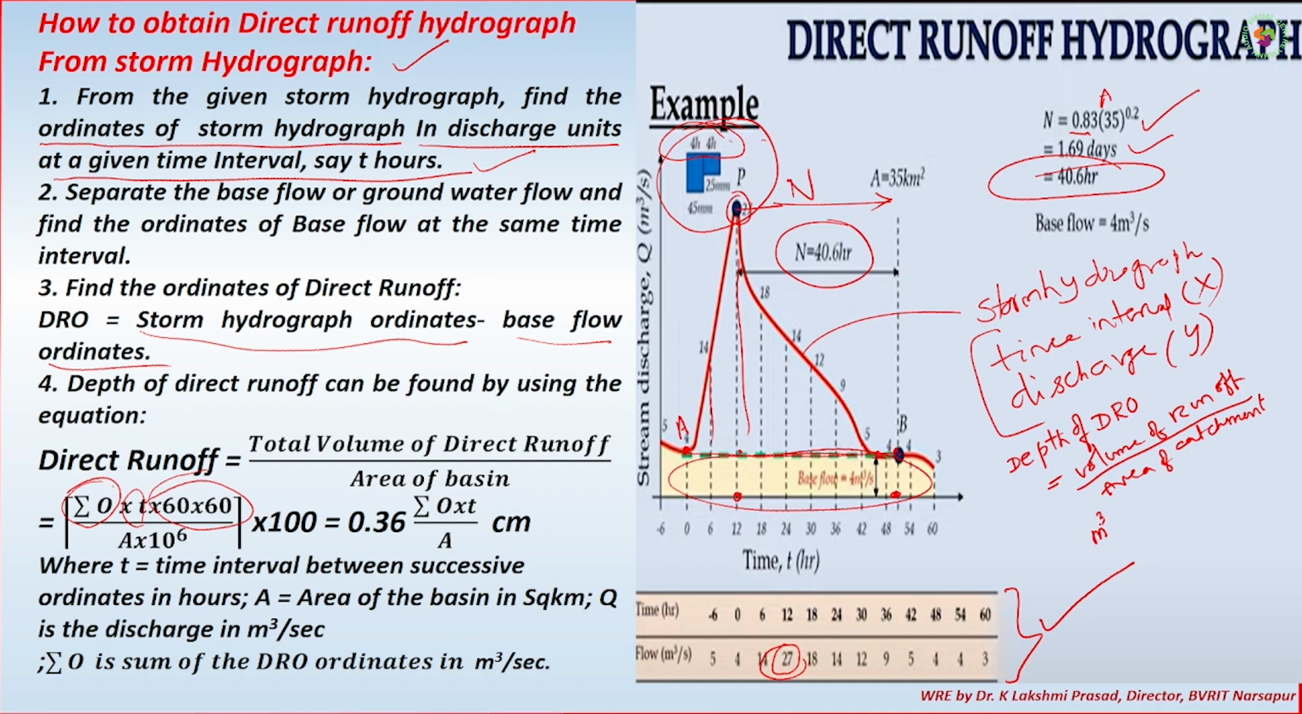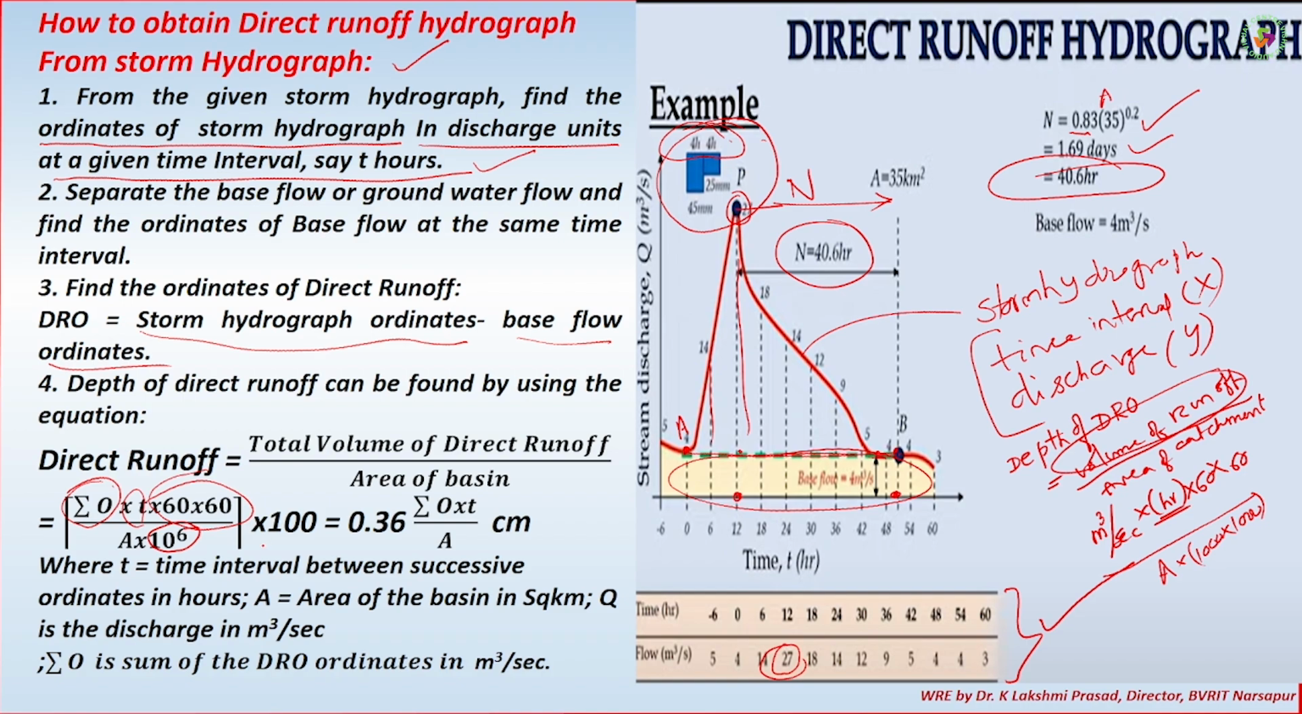So it is meter cube per second into hours; the time interval is in hours. This hours I am converting by 60 into 60 so that I get it in terms of seconds. So seconds and seconds cancel, and finally the output from the numerator is meter cube. That is the understanding. This is divided by the area of the catchment, which is always in kilometer square. Kilometer to meter is 1000, so for square it is 10 to the power of 6. So that's what I have written: A into 10 to the power of 6.